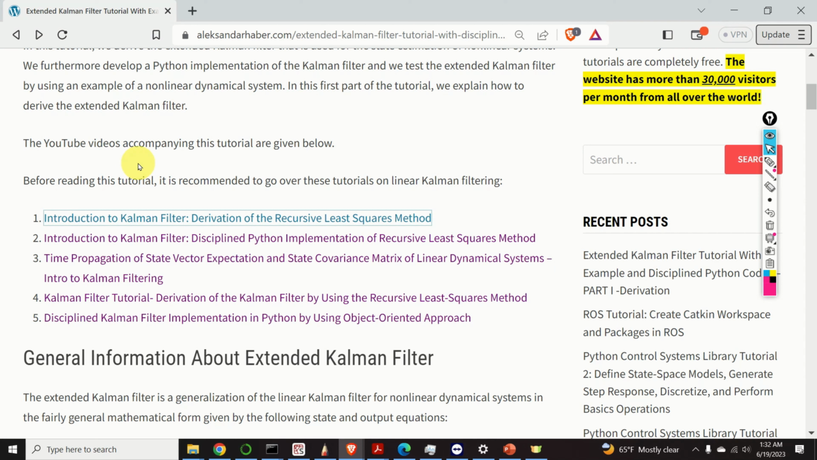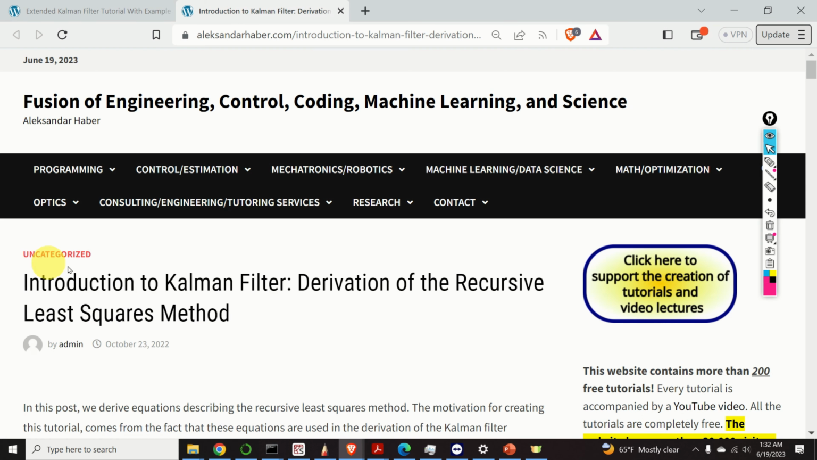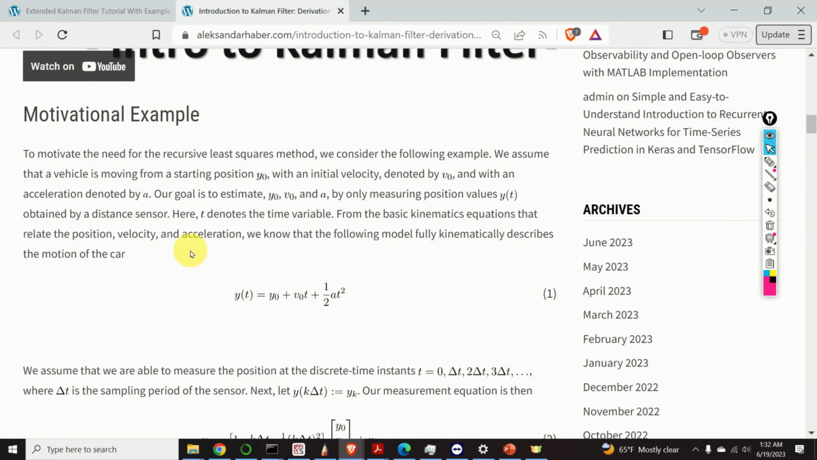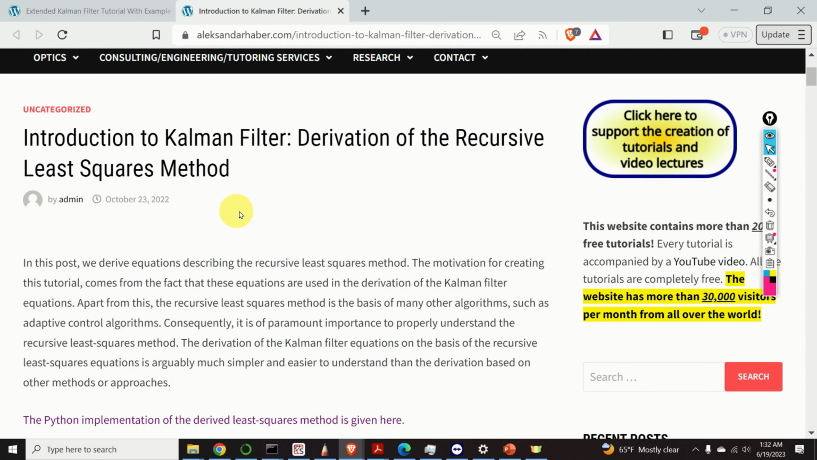The first step is to get yourself familiar with the recursive least squares method. You can click over here and you can read this tutorial covering the recursive least squares method. The main motivation for studying the recursive least squares method is that this method is the backbone of Kalman filtering as well as the backbone of adaptive filtering. Consequently, it's a very good investment in your knowledge and in yourself to learn this very important algorithm.